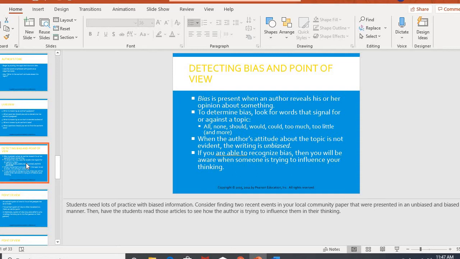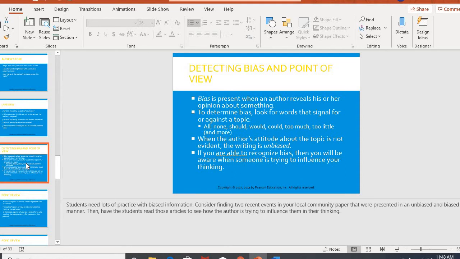So you want to look to see, is the author using words like all, should, could, would? Are they telling something is good or bad? If so, it's biased, and it can be biased for something or biased against something. Now, if you can't tell, if you have no idea what their feelings are, that's an example of unbiased.